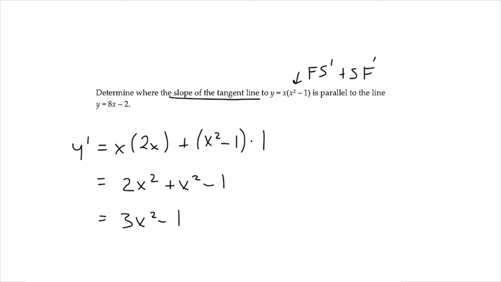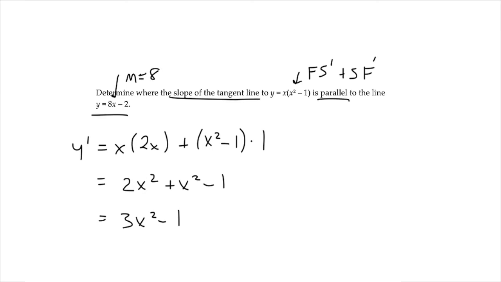Now, if you want to find where the slope of the tangent line, as an example, is horizontal, right? That means it's got a slope of 0, so you'd set this equal to 0. If you want to find where the slope of the tangent line is 1, you'd set this equal to 1. But in this case, we've got to set this equal to what? Well, 8. Because you see, it says it's parallel to this line. Now, this line has a slope of 8, right? Has a slope of 8.